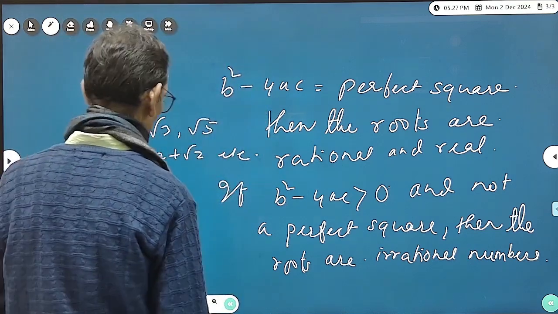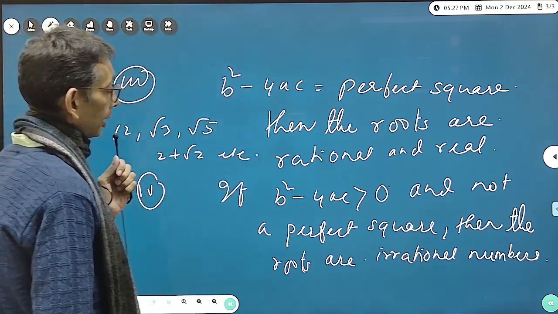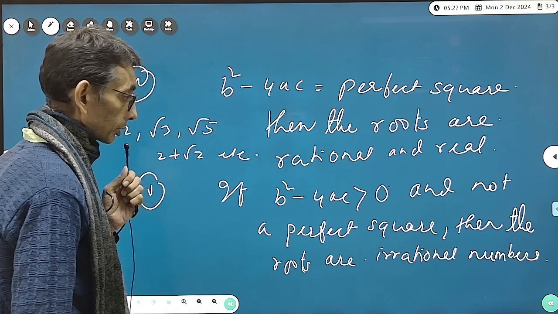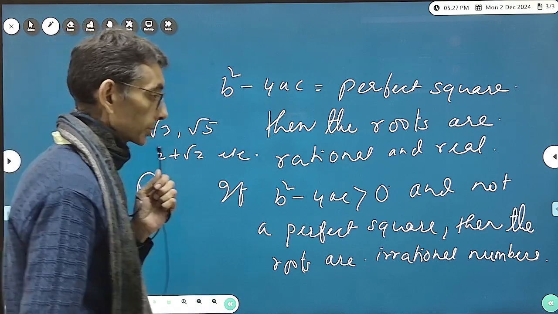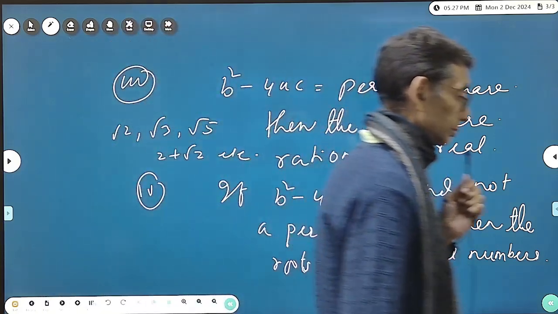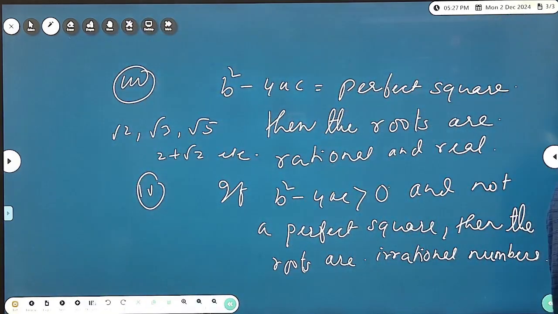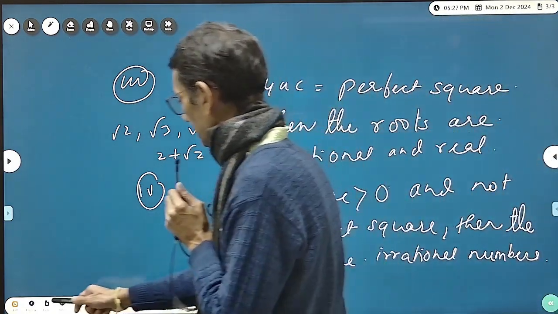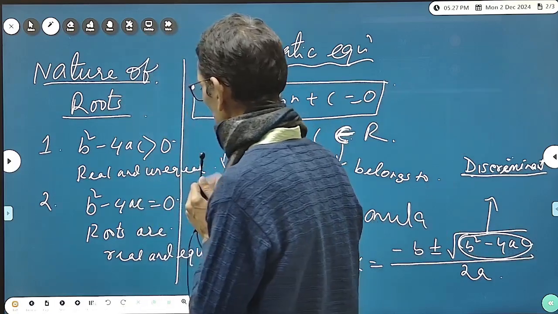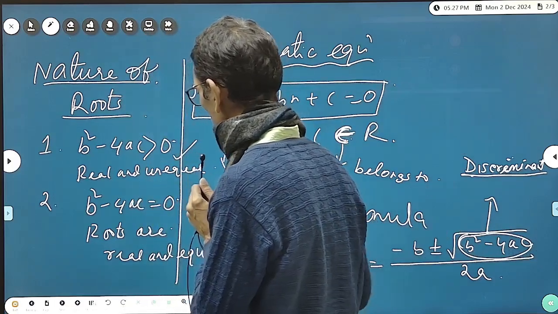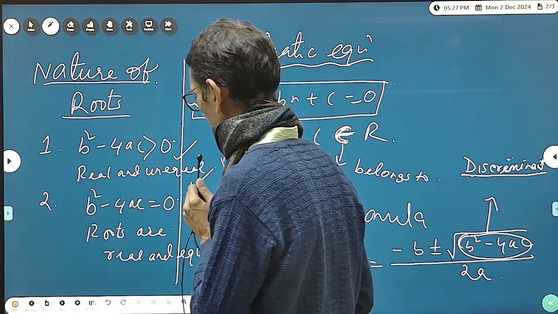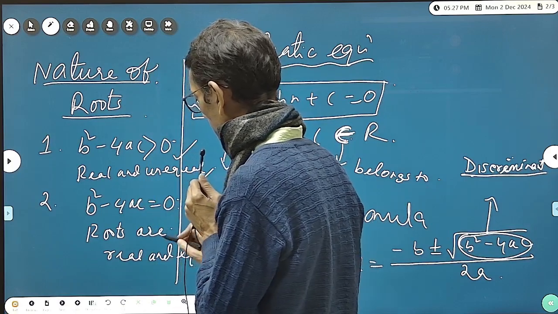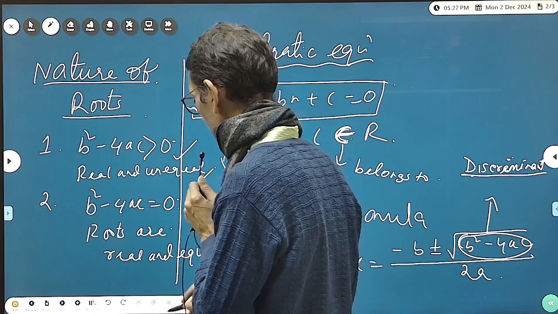Did you note down the nature of roots? Yes, sir. What have I done? If b square minus 4ac is greater than 0, the roots are real and unequal. If b square minus 4ac equal to 0, the roots are real and equal.